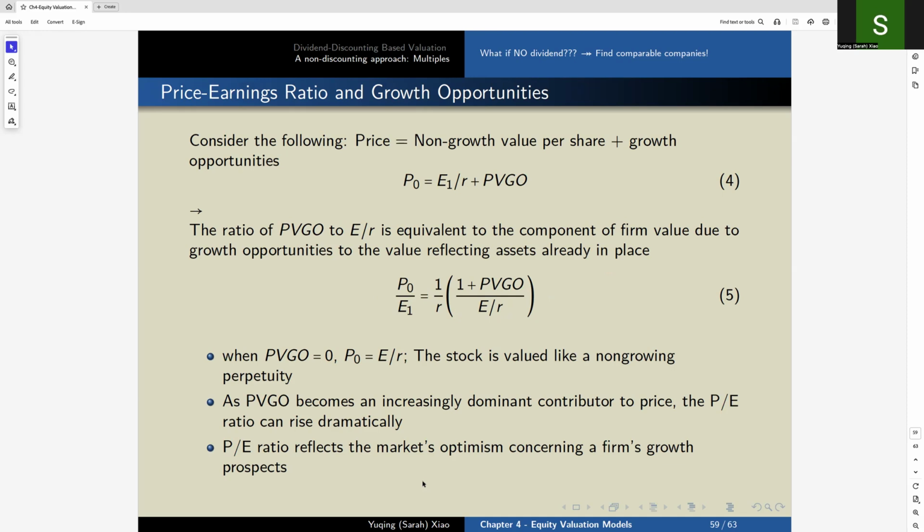Before ending today's lecture, here's something important. The PE ratio is really tied to growth opportunities. In fact, we can think of the stock's price as having two parts. First, the value of assets the firm already has in place. And second, the present value of growth opportunities.